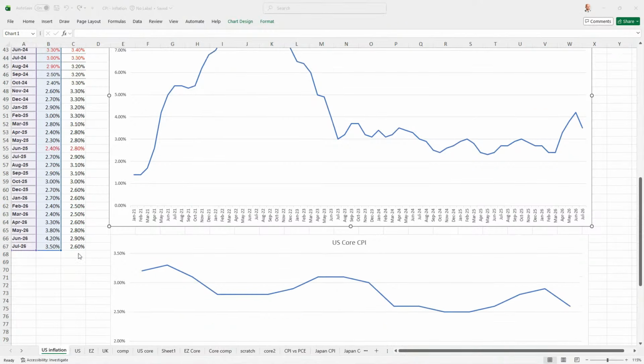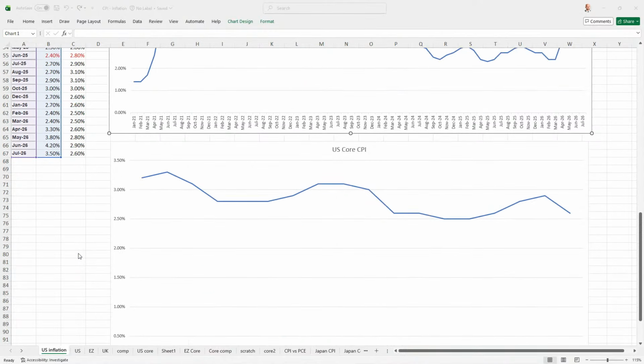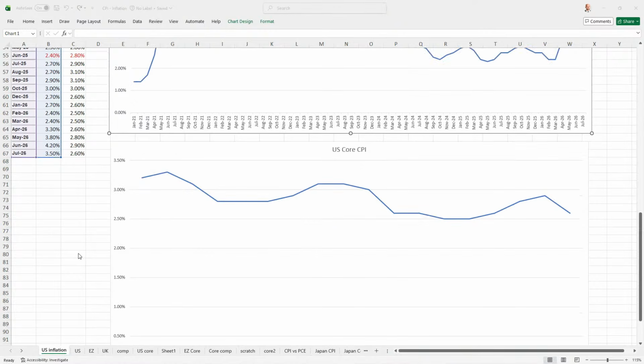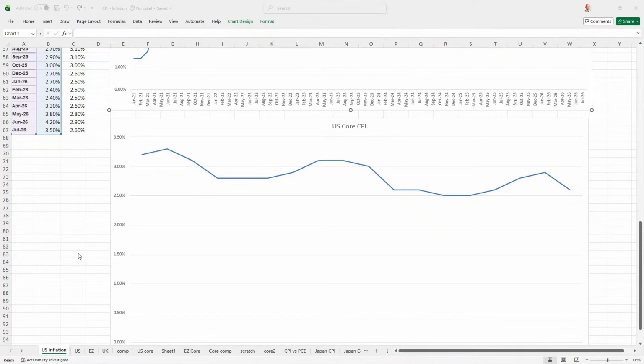Core, however, has been a lot more stable. Now, core strips out food and energy, but when we're talking about inflation from higher oil prices, core CPI isn't necessarily immune. Because in the United States, pretty much every product that we get is shipped via transport. It's shipped via truck. And so when oil prices go up, the cost of getting a widget from point A to point B also increases because of those transportation costs.